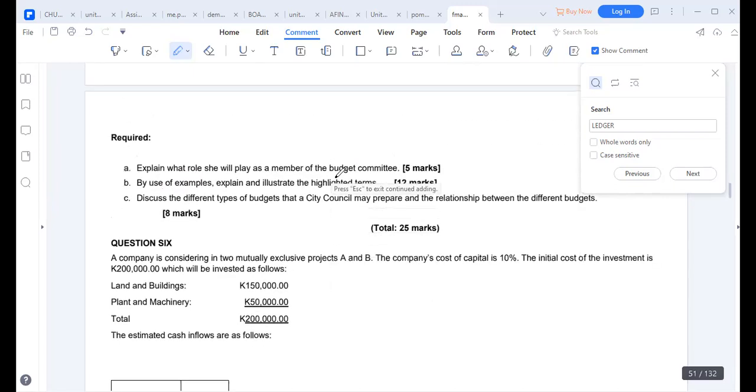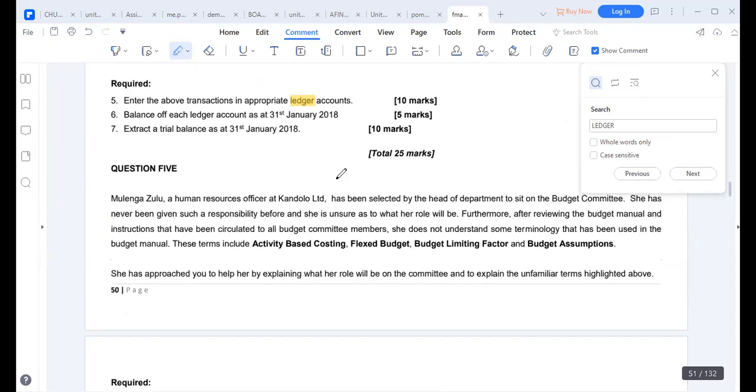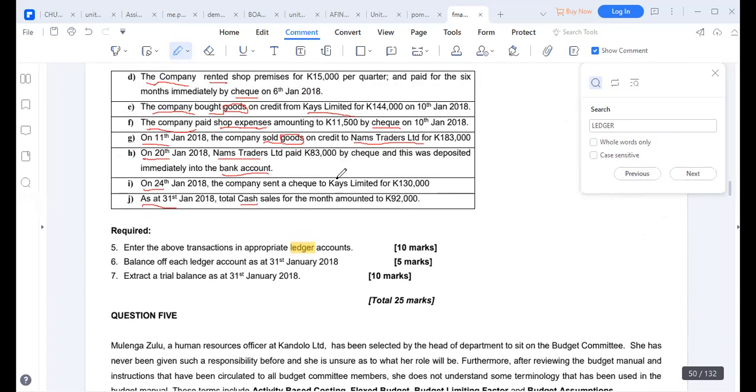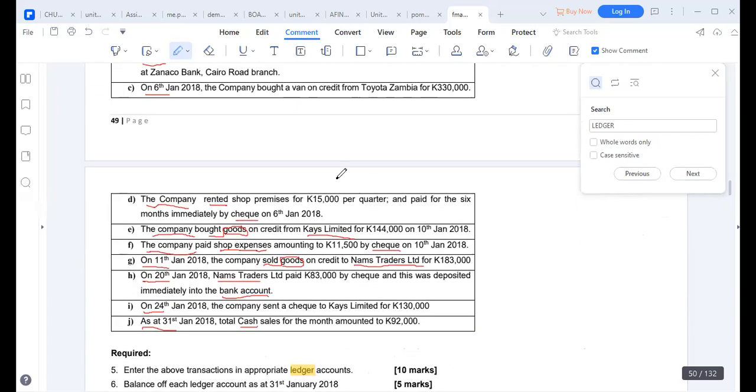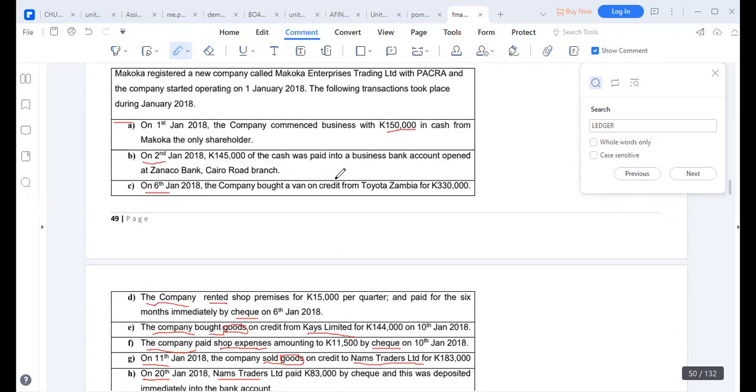Any questions so far on how to enter those? On how to open up the ledger accounts. So now you are supposed to open up the ledger accounts and try it. What I very much wanted you to do was first to identify the ledger accounts, identify the account giving, identify the account receiving, and the account debited and credited. Any question?